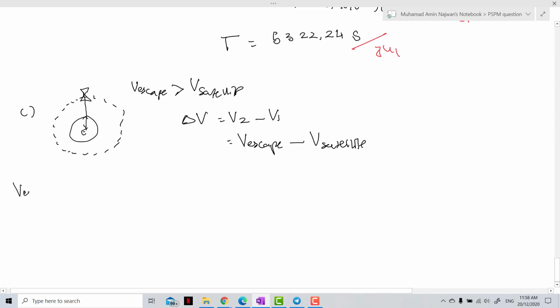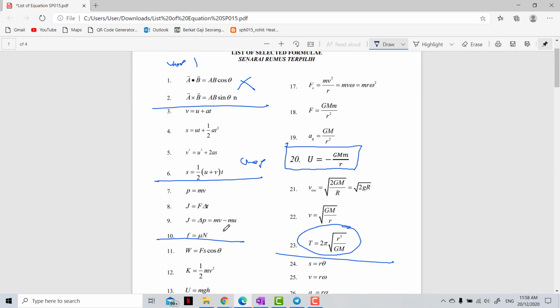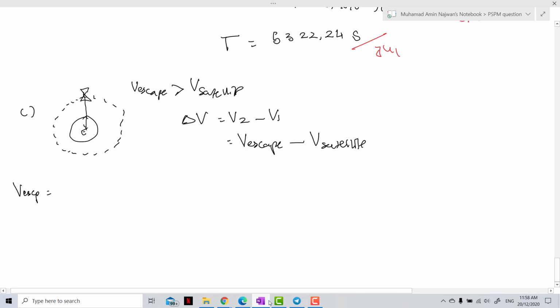So here V escape is the same as, you see back your equation here. V escape is just this. Okay, please be very careful. This R, you might remember R is the radius of the Earth. But now we are making the object actually above the radius of the Earth. So our R is actually small r because it is not on the surface, it is now above the Earth. Okay. So our V escape is actually square root of 2GM over small r. Not big R, because now we want to do it on the surface of the Earth.